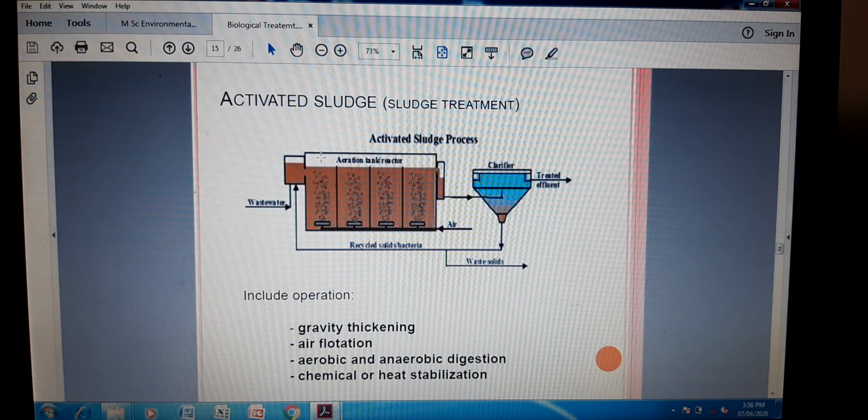So wastewater comes from the primary clarifier to the aeration tank, and there are various types of aerators we can provide. There are again three types of aerators: combined type, submerged type, and floating type. Here you can see submerged type aerators are provided.